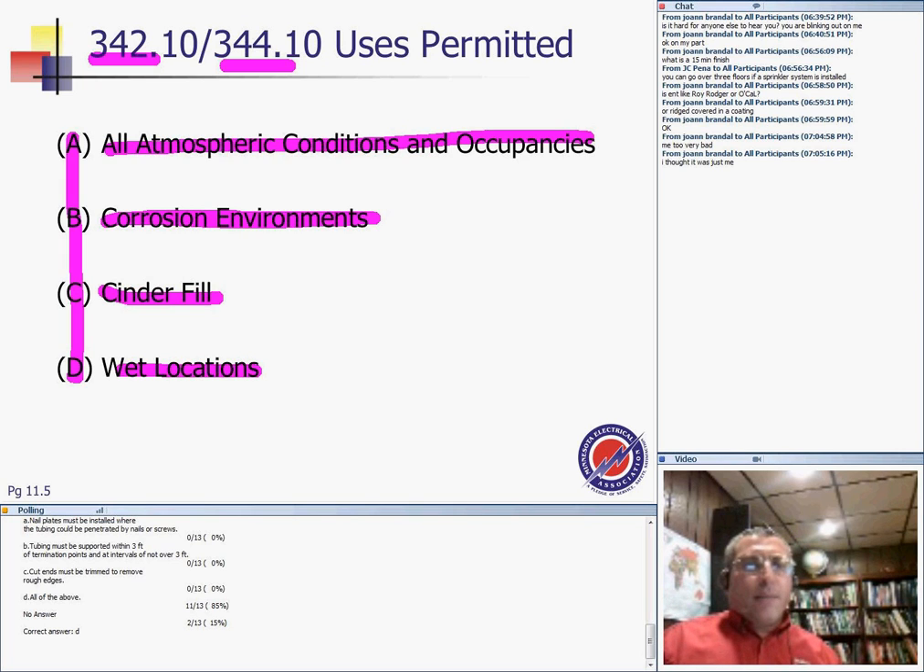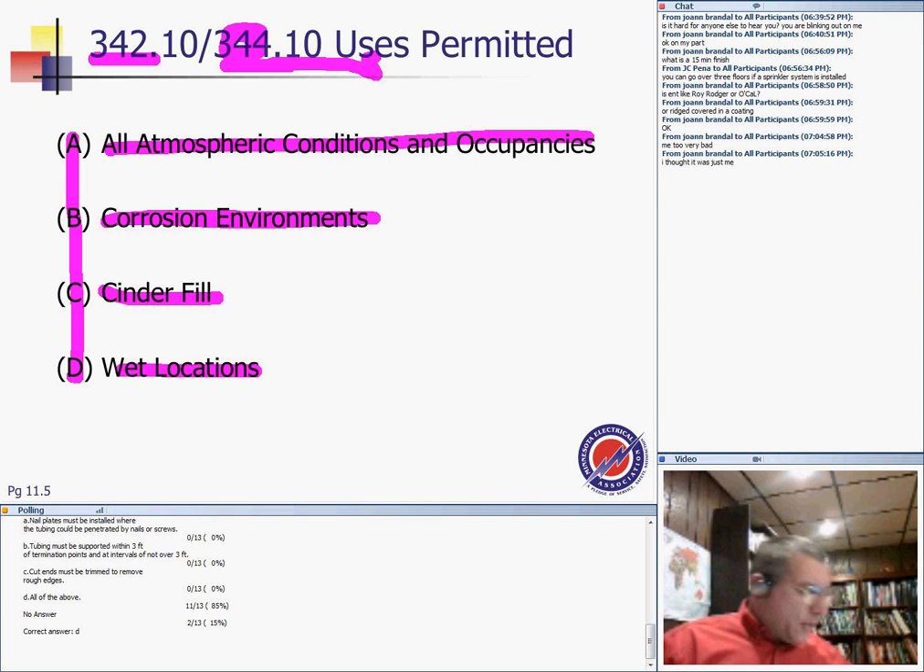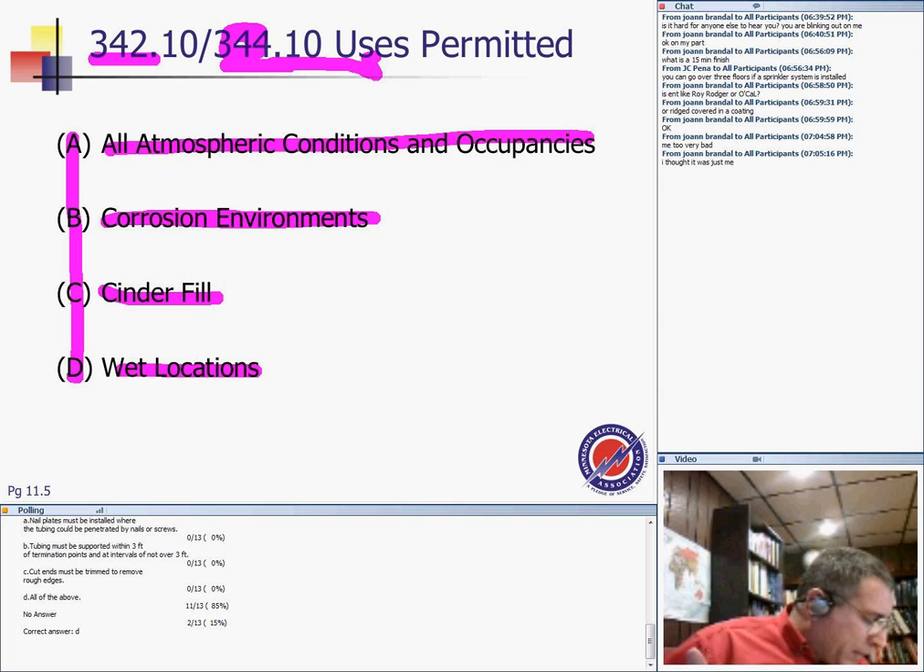340.10. The only difference in 344, guys, the rigid, is that I don't think we have the uses before we do the sizes. If we go to the rigid, this is 193, here's how they split rigid, guys. They have galvanized uses permitted. If you have galvanized steel and stainless steel, it shall be permitted under all atmospheric conditions. So if you have rigid stainless steel or galvanized steel, anywhere you want. If you have red brass, it will be permitted to be installed for direct burial and swimming pool application. That's a superior red brass.